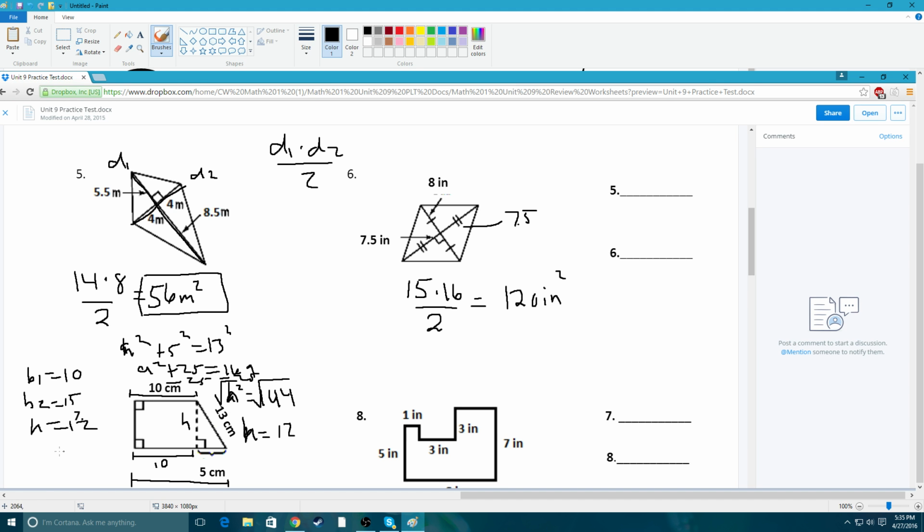So now we plug it into the formula, which is b1 plus b2 divided by 2. So it's 10 plus 15 times the height divided by 2. And that comes out to 150 centimeters squared.